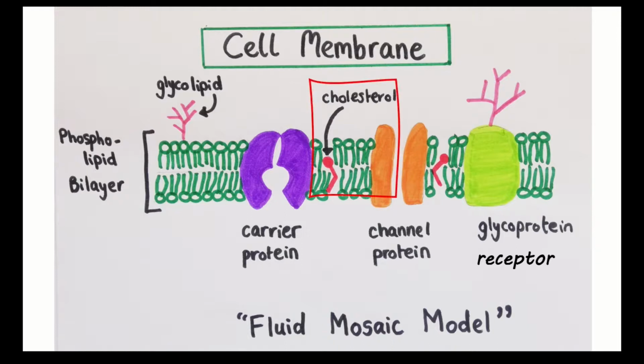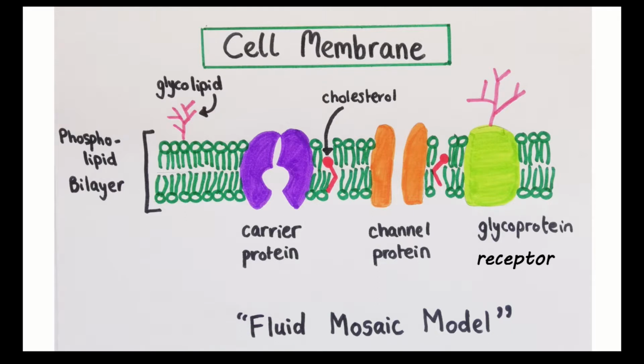Finally, we find molecules of cholesterol in the membrane. These cholesterol molecules break up the regular arrangement of the phospholipids so they aren't able to move around as easily. This makes the phospholipid bilayer more rigid.